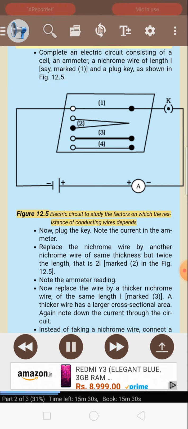Figure 12.5: electric circuit to study the factors on which the resistance of conducting wires depends. Now, plug the key. Note the current in the ammeter. Replace the nichrome wire by another nichrome wire of the same thickness but twice the length, that is 2L, marked 2 in Figure 12.5. Note the ammeter reading. Now replace the wire by a thicker nichrome wire of the same length L, marked 3.